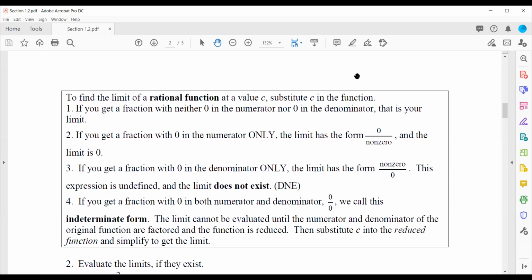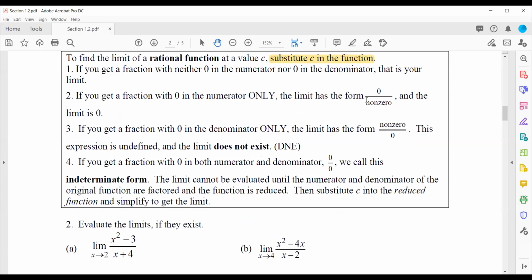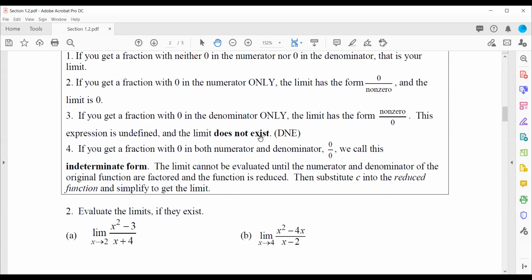To begin with, we just substitute C. To find the limit at a value C, we just substitute C in the function. All right. One of 4 things will happen. First of all, you'll get a fraction with no zeros. No 0 in the numerator, no 0 in the denominator. That's the limit. An example of that would be 2a.